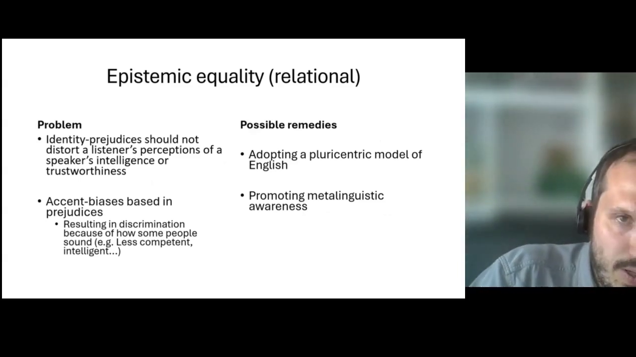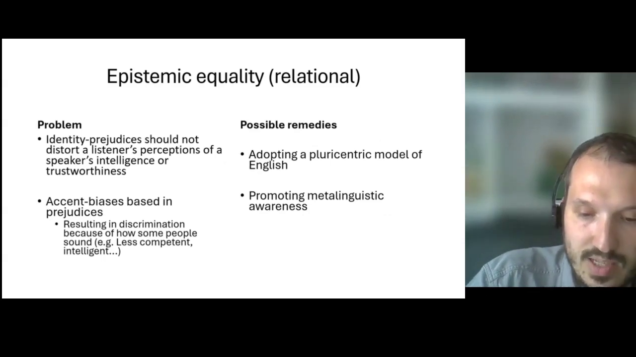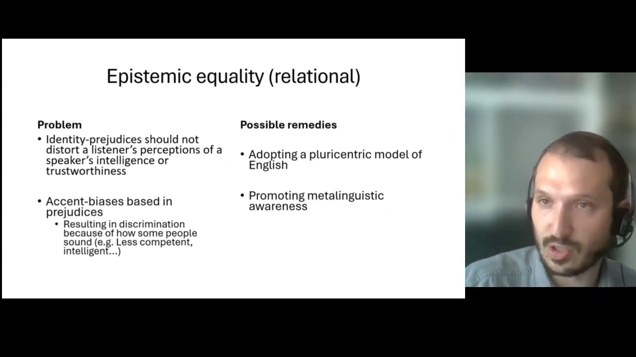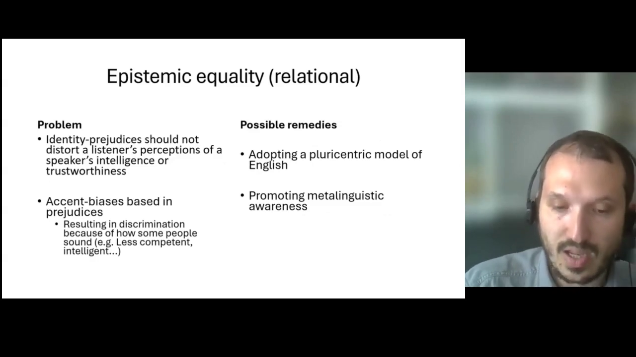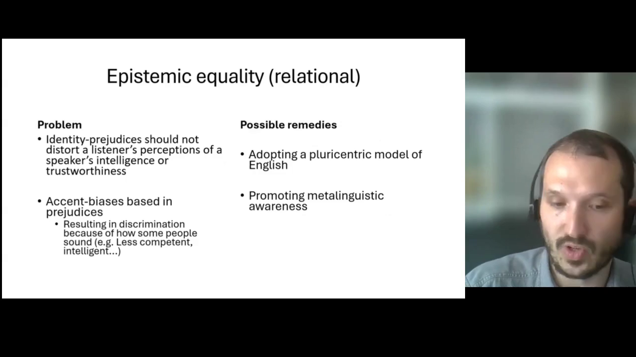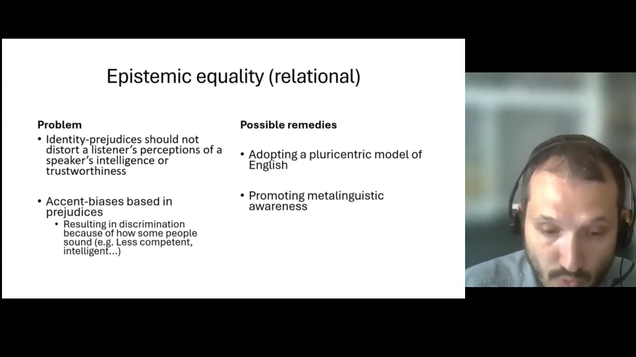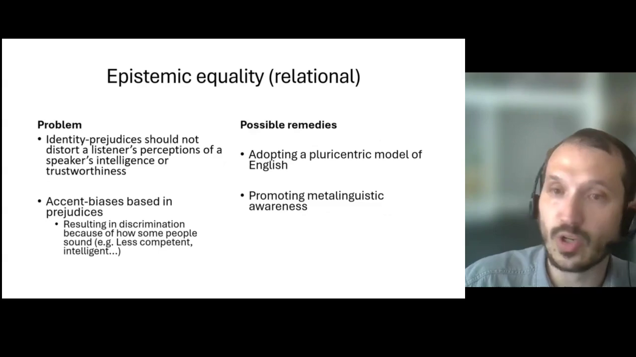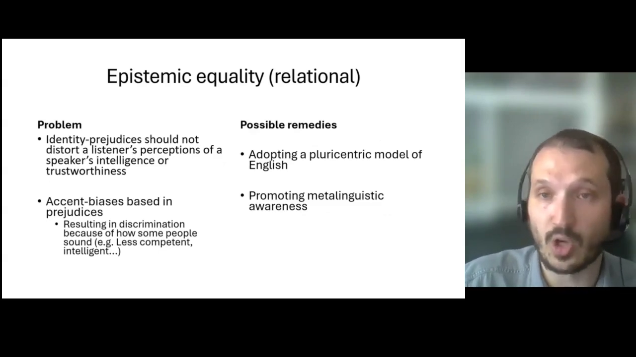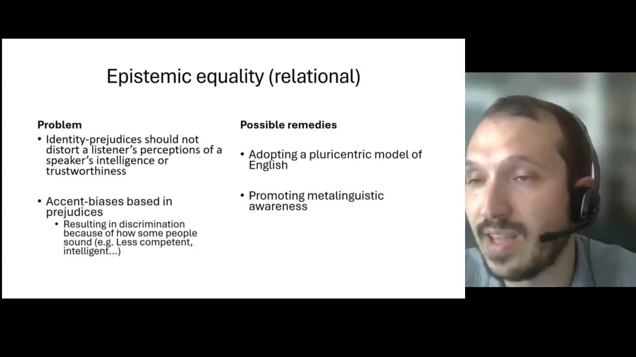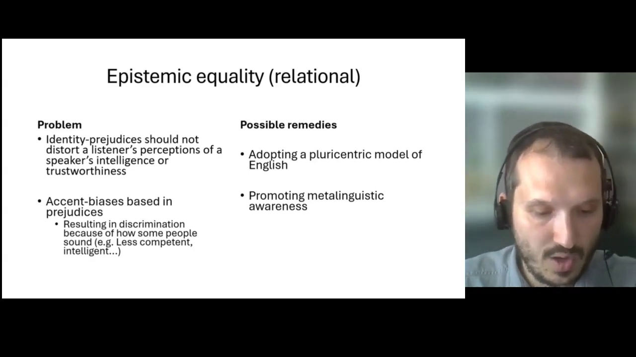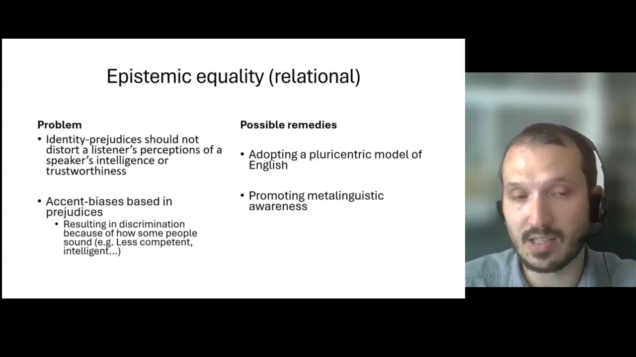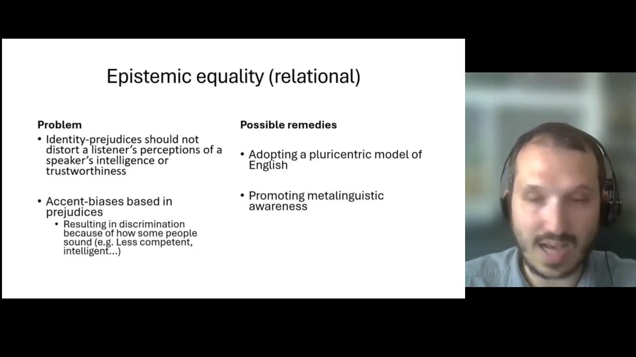So another way in which people can relate to one another as equals is epistemically, for instance, by ensuring that identity prejudices based on race, language, amongst other things, do not distort a listener's perception of a speaker's intelligence or competence. Or by ensuring that members of marginalized or oppressed groups have meaningful opportunities to speak frankly without fear of being ignored or dismissed by listeners, precisely because of the way they speak, not because of the content, but the way they express themselves. So a crucial linguistic mechanism through which this epistemic relational equality might be undermined is, as is known by the empirical literature, accent bias, right?